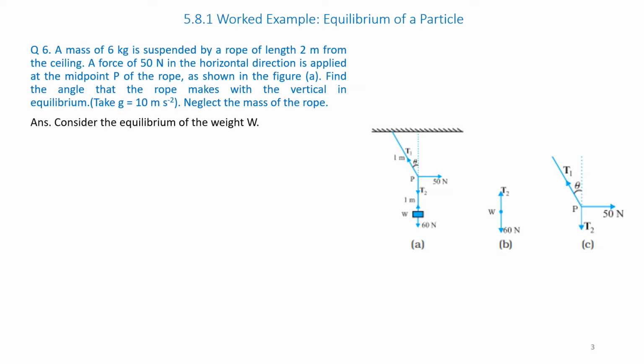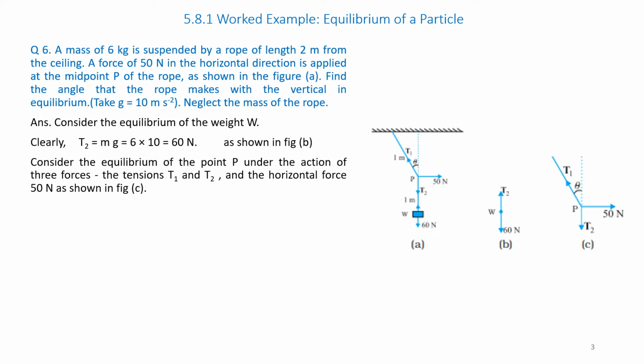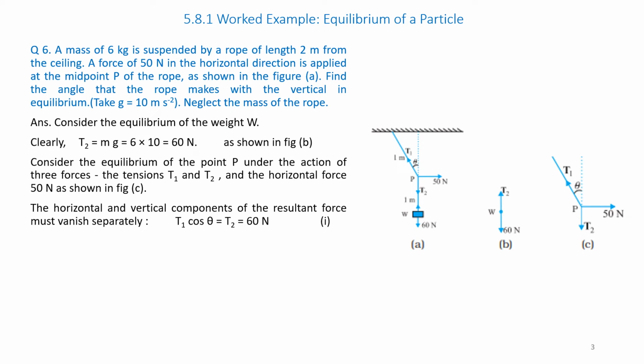Let us solve it. Consider the equilibrium of weight W. Clearly, T2 is equal to m into g, mass into gravitational acceleration, that is 6 into 10, equal to 60 newtons. Consider the equilibrium of point P under the action of three forces: tension T1, T2 and the horizontal force 50 newtons. The horizontal and vertical components of the resultant force must be calculated separately.